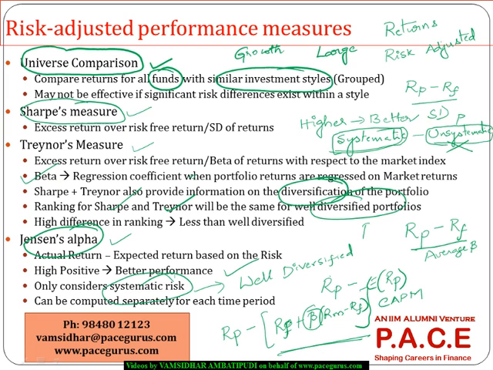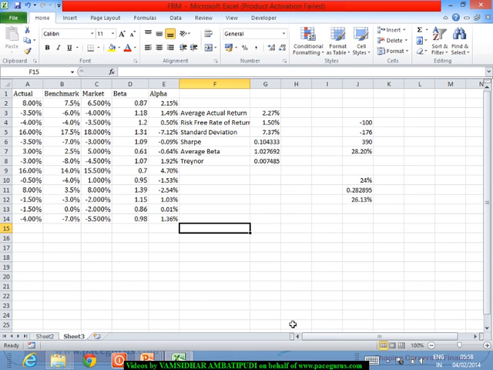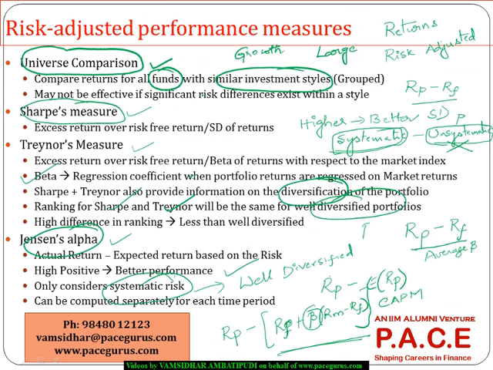So even Jensen's alpha considers only the systematic risk like the Treynor, whereas the Sharpe measure looks at both the systematic risk as well as the unsystematic, diversifiable risk. So the alpha is changing for each of the periods. Positive is an indication of good performance. Negative is an indication of poor performance. So that's how we look at the alpha, and I can compute this alpha separately for each of the time periods.